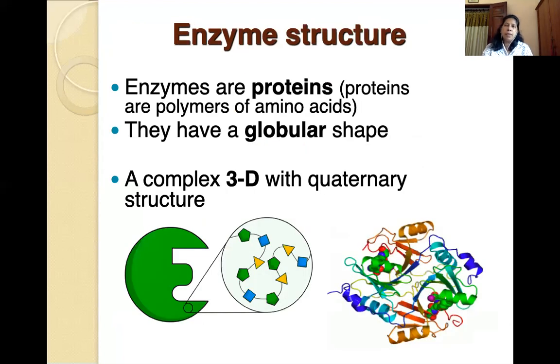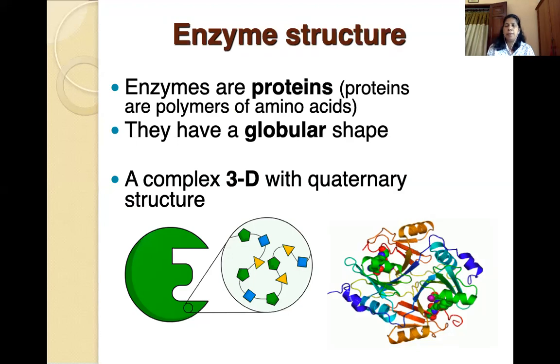When we talk about enzyme structure, enzymes are proteins. Proteins are polymers of amino acids. But enzymes have a globular shape. It's a globular protein. You have learned about the globular shape. It's a complex 3D structure with quaternary structure as well, and there are alpha helices and beta sheets.